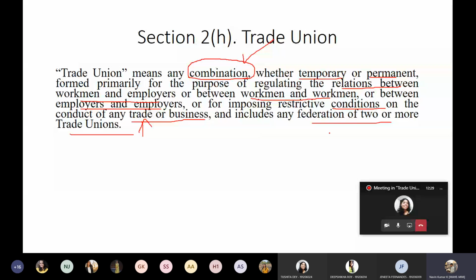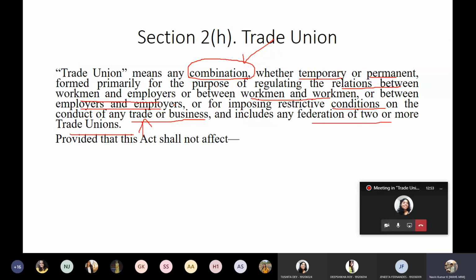So that also we can say that it is a trade union under section 2H. To put it in very simple words, a trade union means any combination in order to regulate the relationship between employer and employer, workman and workman, and workman and employer, provided that the following is not a trade union.